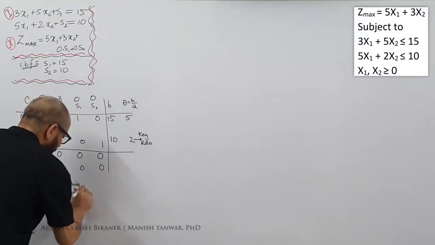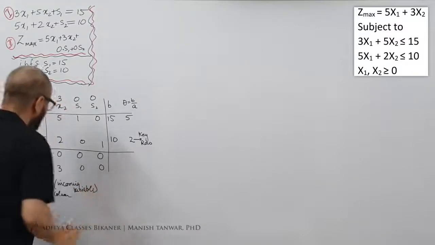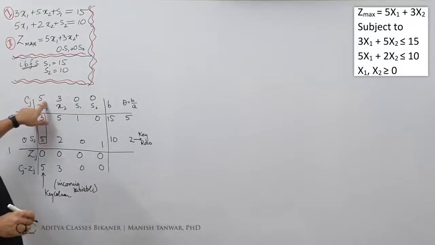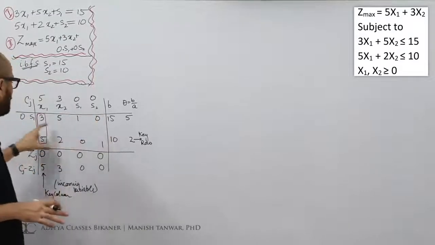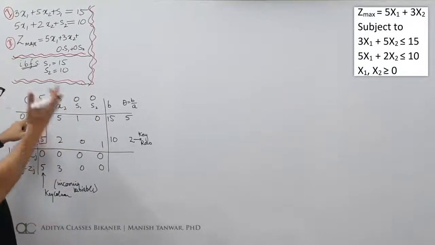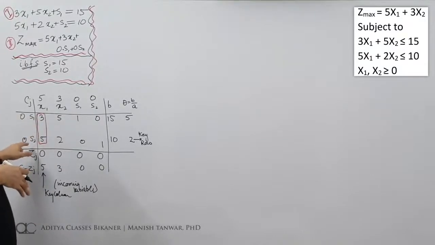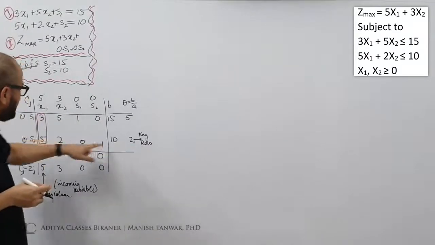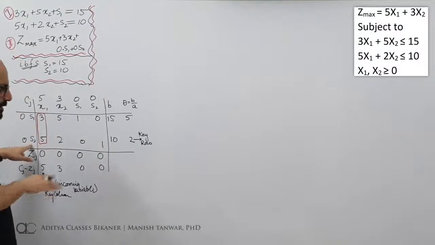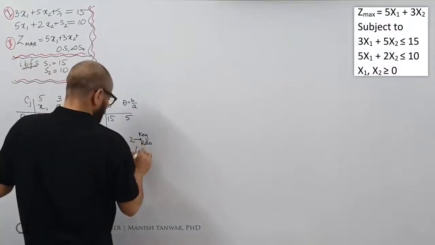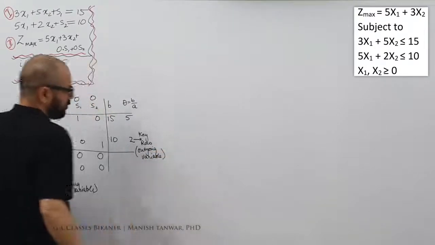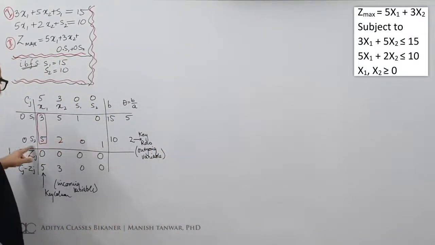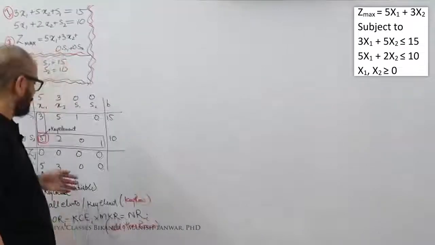Who is the incoming variable? x1. Right now my solution is s1, s2. This is my solution. These are the values of that solution. So x1 is coming into my solution, either in place of s1 or s2. But the key row tells me that x1 is coming in place of s2, because the key row gives me the outgoing variable. So s2 is the outgoing variable, x1 is the incoming variable.